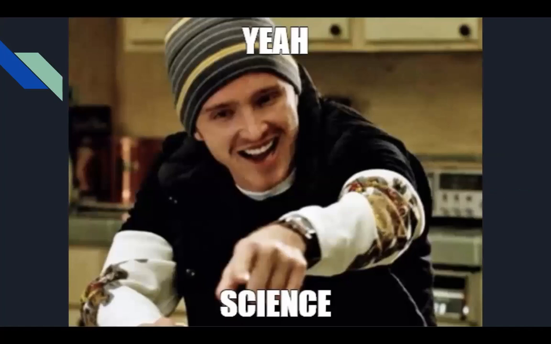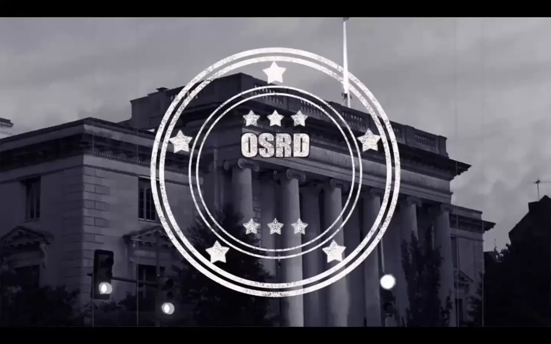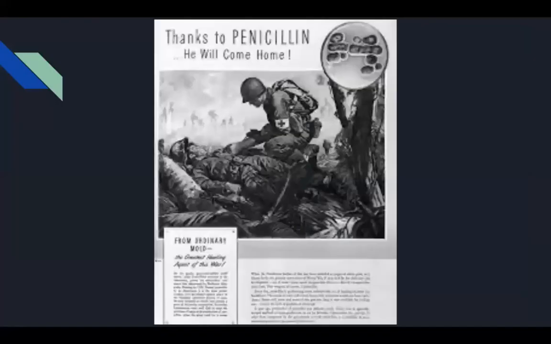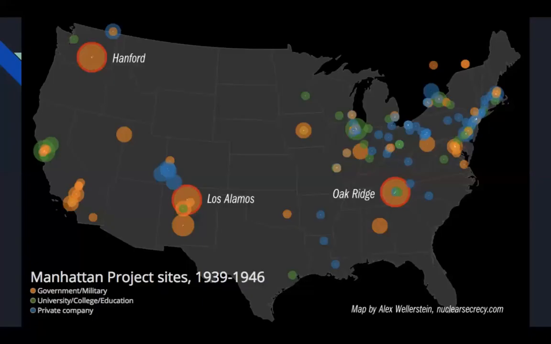There's some Breaking Bad for you. The OSRD. Radar on the left, sonar on the right. Penicillin. These are the Manhattan Project sites across the country.